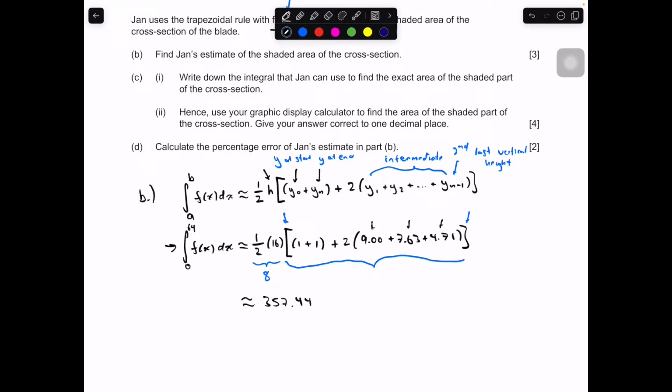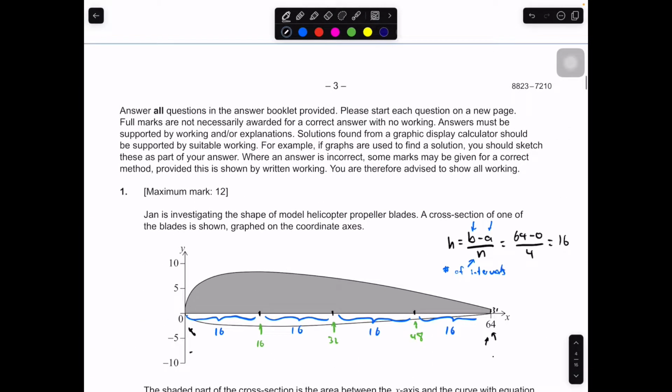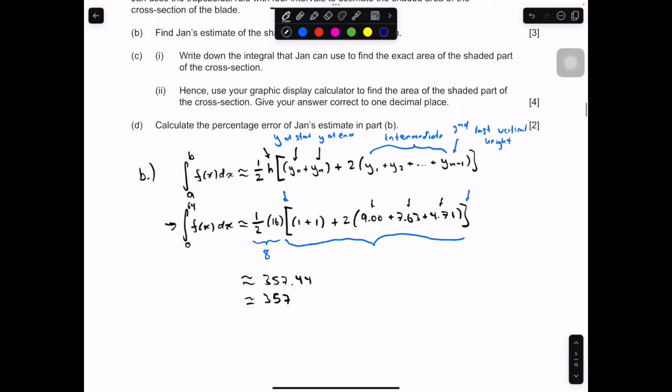All right, so going back to our document, we know that the area is approximately equal to 357.44, or to 3 significant figures, 357, I think it's centimeters squared. This is just a model. Where is it? Millimeters. Millimeters squared.